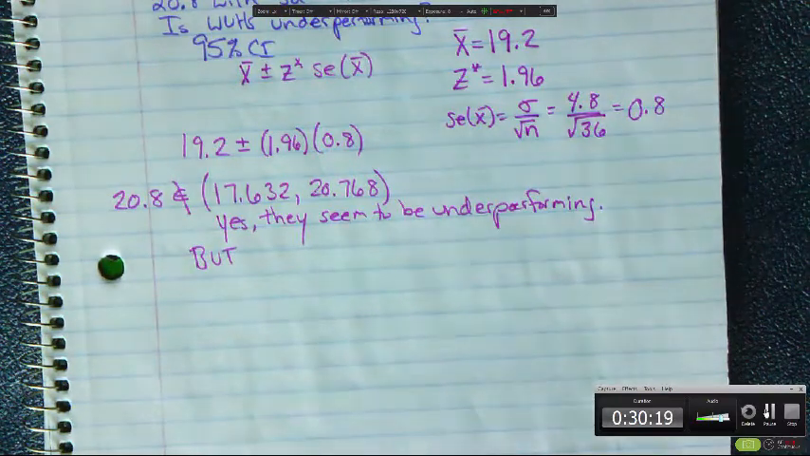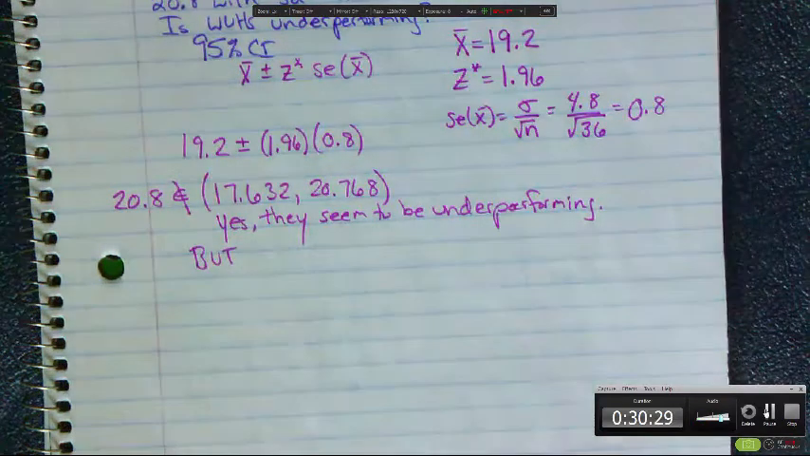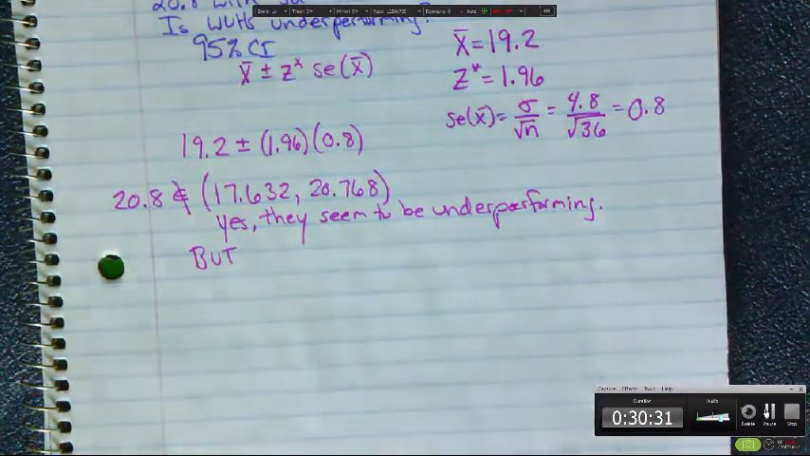I thought the higher the percentage, the larger the interval. Sorry, you're right, I said that wrong. And if you increase it up to a 97% confidence interval, yes, that will allow you to say we're not underperforming.